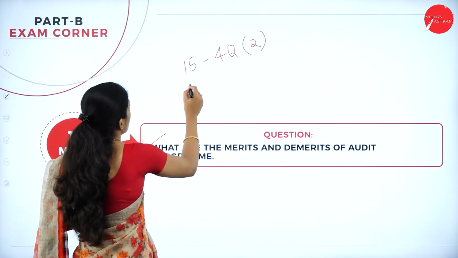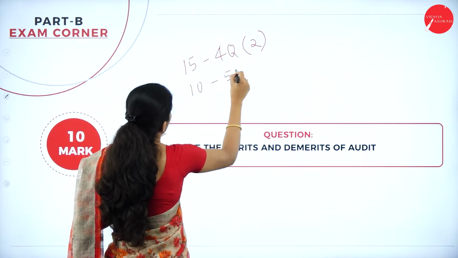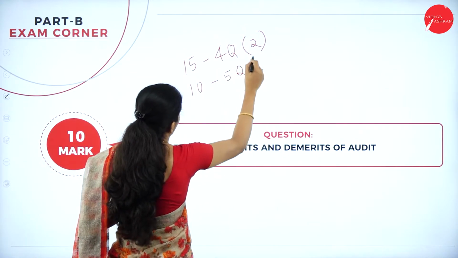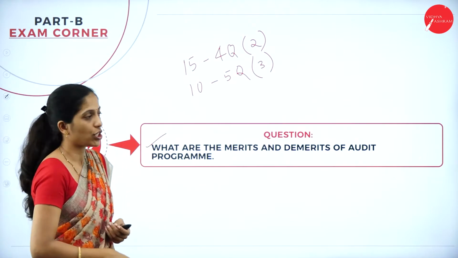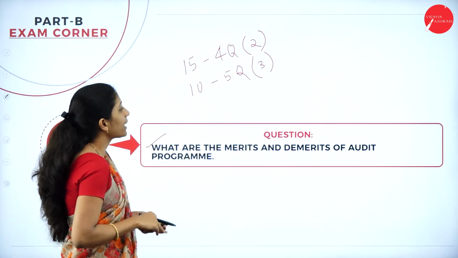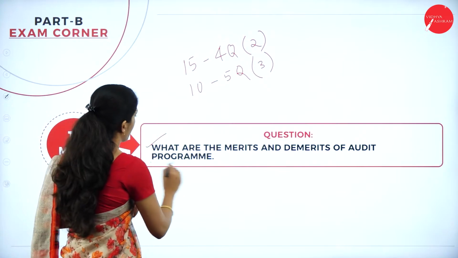So in 10 marks, we have to write any 3 questions. They will ask 5 questions, out of which we have to write any 3 questions. Now go through the question. What are the merits and demerits of audit program?